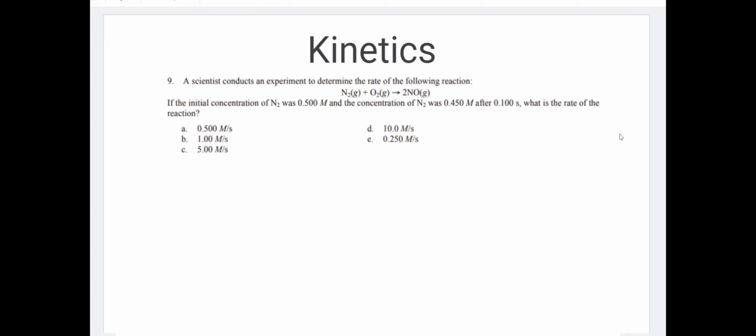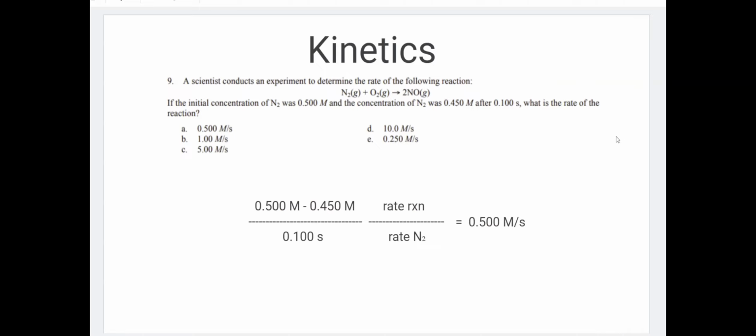So the way we're going to want to approach this problem is in the following way. We're first going to want to take the initial concentration and then subtract the final concentration over the change in time. And we're going to multiply that by the following ratio. Since the rate of reaction is equal to the rate of disappearance of N2, since the coefficient is 1, we don't actually have to do any extra math. And so the actual rate of the reaction would be 0.5 molar per second, so A.